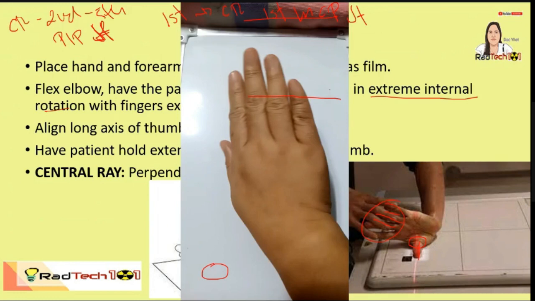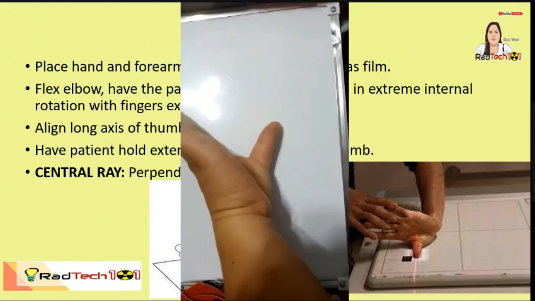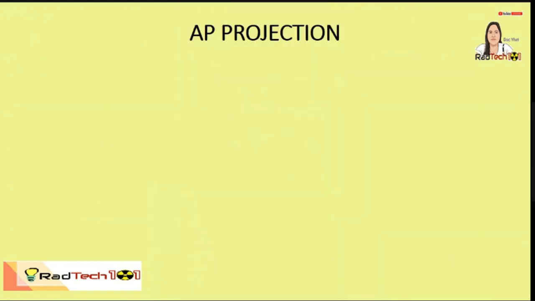So, for example, I have here, so this is the extreme internal rotation that I have explained earlier. Yan, extreme internal rotation. Okay? So, and then we have here the central ray. Dito sa portion na ito. Okay? Okay, so next will be the AP projection.